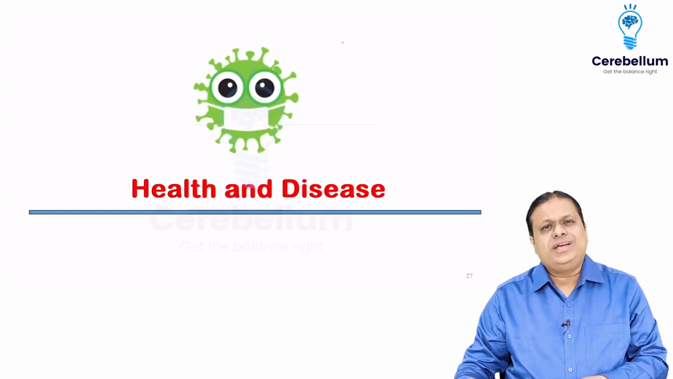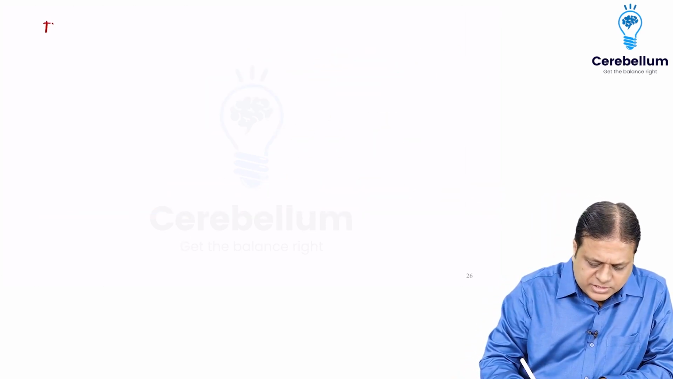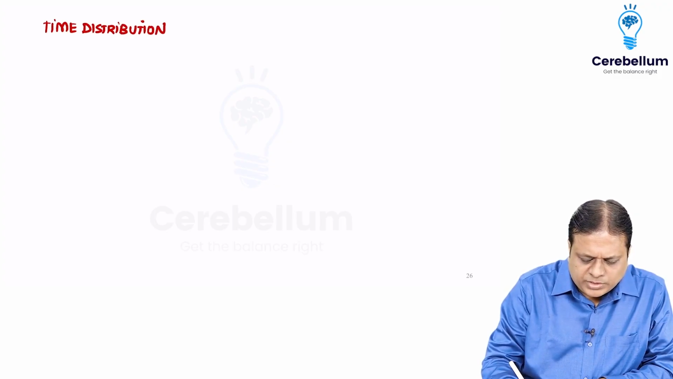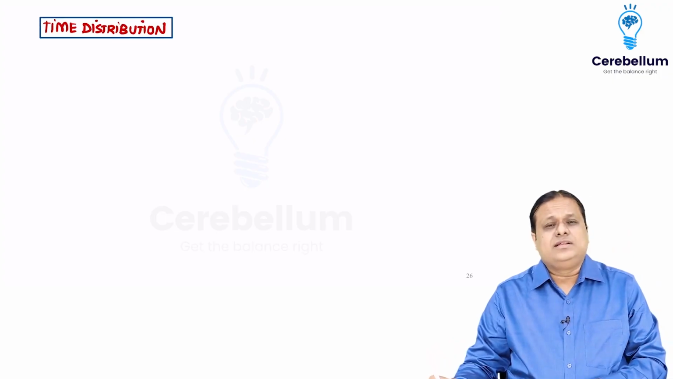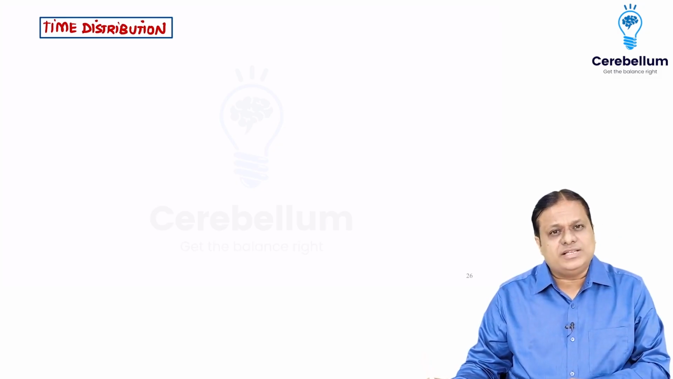Now we move to the unit health and disease. We first look at time distribution of disease. Now what is time distribution? It could be studied in three types. These are short-term fluctuation, long-term fluctuation, periodic fluctuation of a disease.